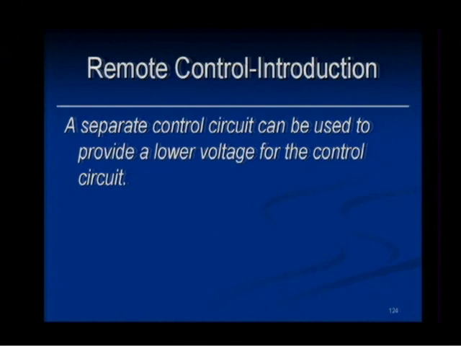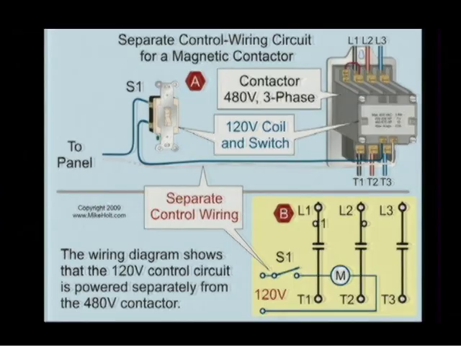A separate control circuit can be used to provide a lower voltage for the control circuit. Let's take a look at this. This is a 480 volt 3-phase contactor. We have 480 volts coming in, and actually, I'll have Mike change these colors. We have black, red, blue, and we just use it in our office as a standard color code. Black, red, blue, white for 120/208, and we use brown, orange, yellow, and gray for 277/480.